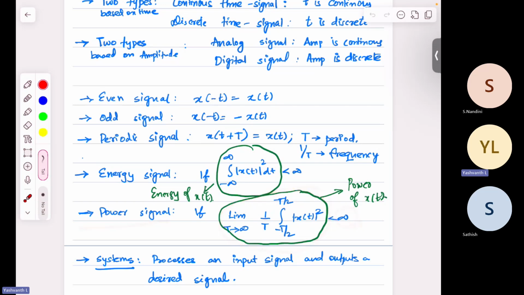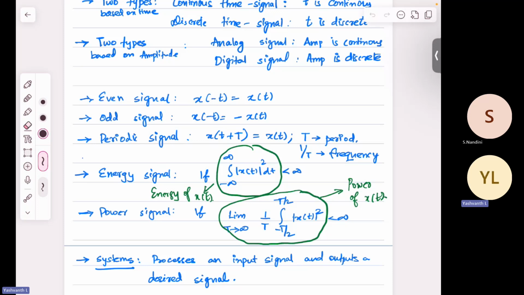We had also seen what is the power of an energy signal, and what is the energy of a power signal. For example, if you compute the energy of a power signal, it turns out to be infinity. Similarly, if you compute the power of an energy signal, it turns out to be zero. There are such nuances which we studied, but I'm not telling all of them because it's only a high level description of the course today.